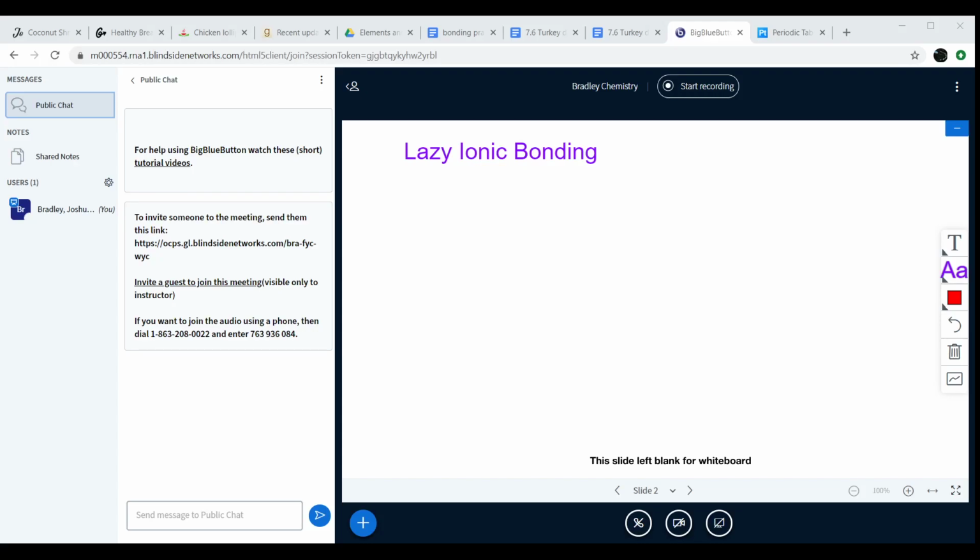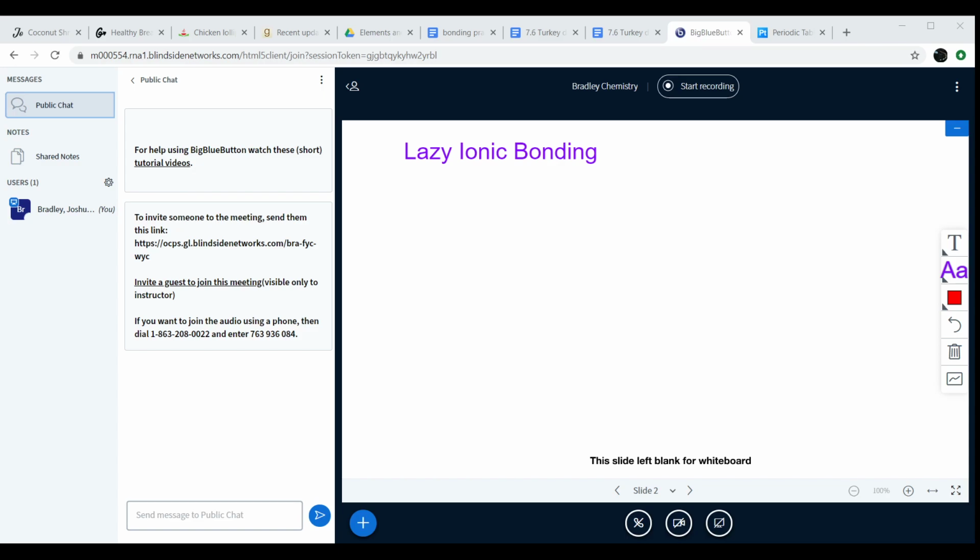Hello and welcome, lazy chemists, to today's lecture, which is going to be on the topic of lazy ionic bonding. Okay, so we're going to go over ionic bonding. We're going to show how to show those things in a formula, and then we're going to show you guys the shortcut methods that we can use to easily solve some of these problems here.